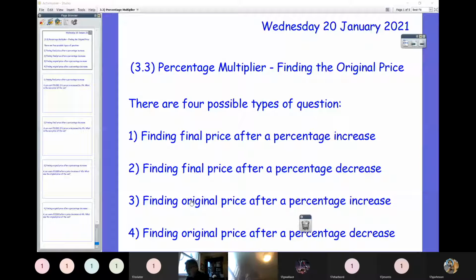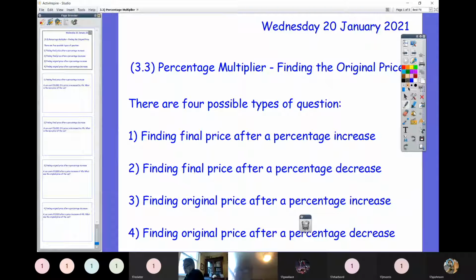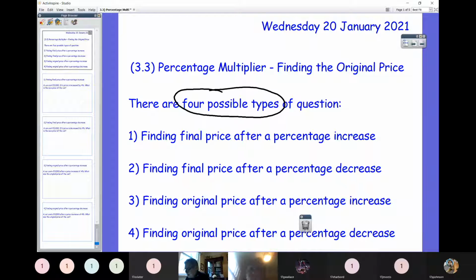So, percentage multipliers we've been doing for the last lesson, okay? Now these can get ever so confusing, so you've really got to be very clear in your mind what's going on. If you can just start reading by having a look at the list, I will talk you through it. There are 4 possible types of questions.